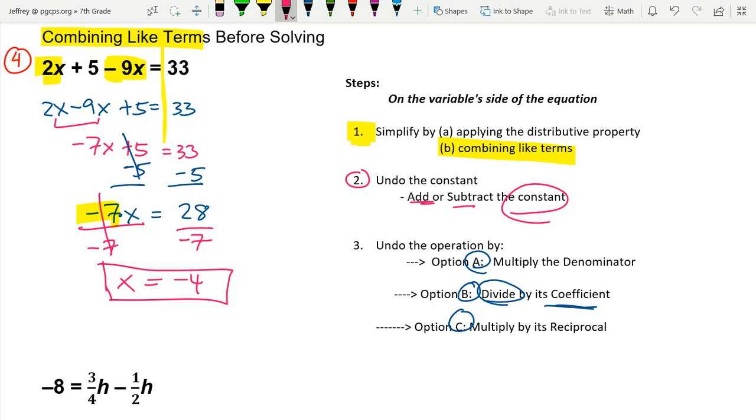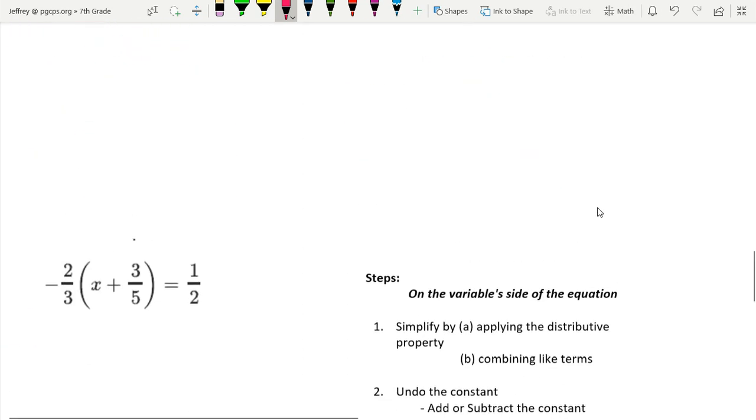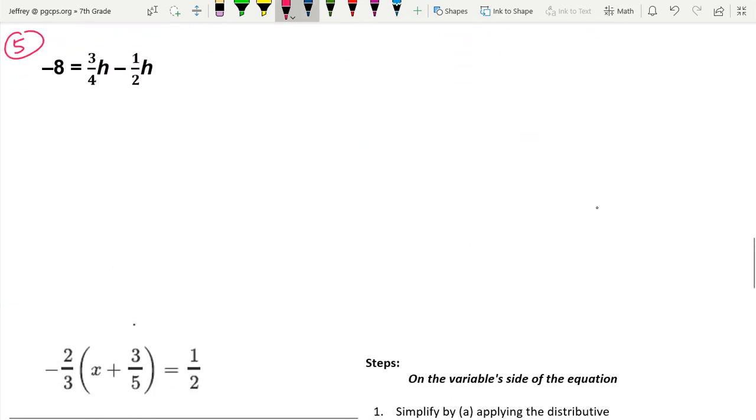Now, let's do number 5. Now, number 5, let's combine like terms. And our like terms would be 3/4 h minus 1/2 h. So once we do this, when we subtract, we need to have the same denominator. Do we have the same denominator? We do not have the same denominator. So we need to find a common denominator. And our common denominator is what?